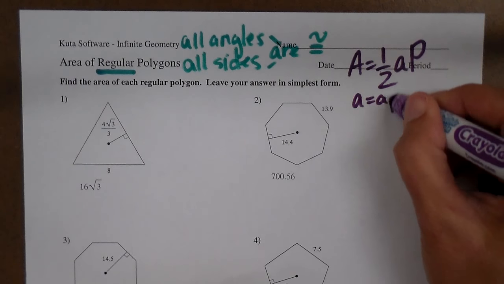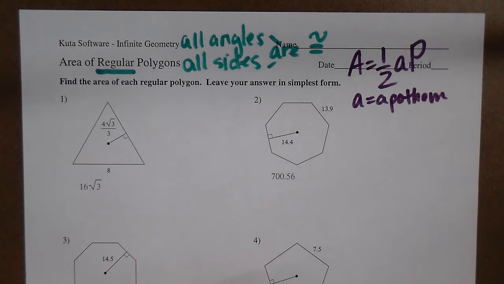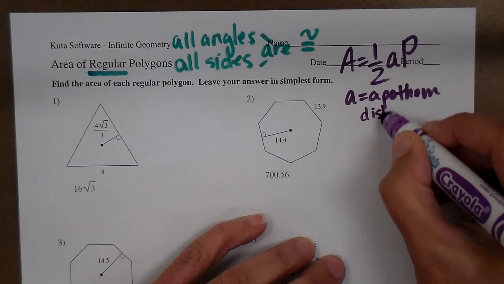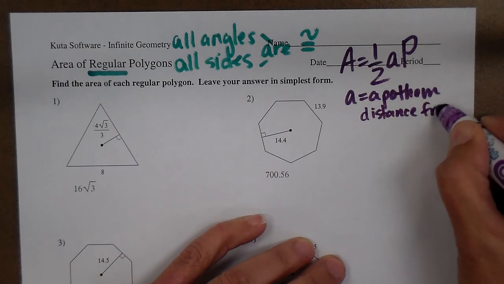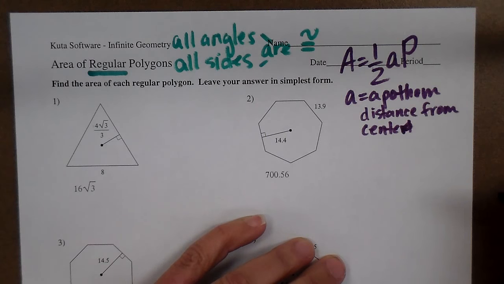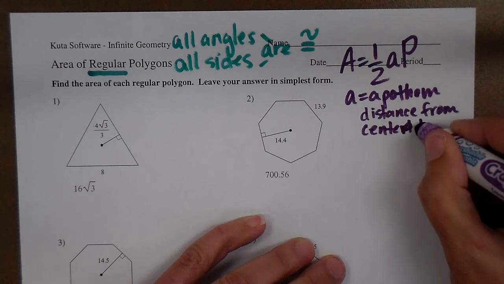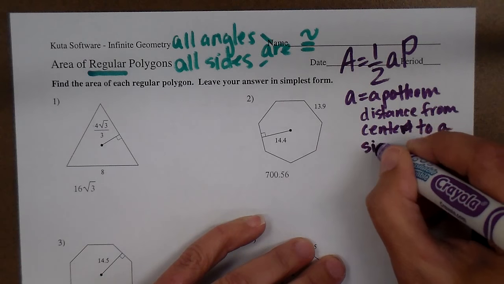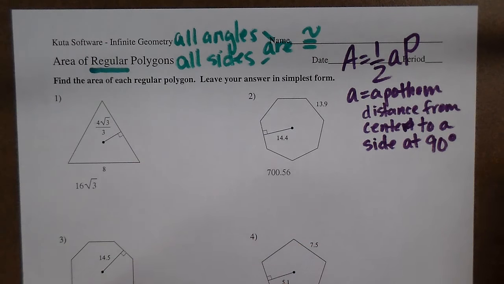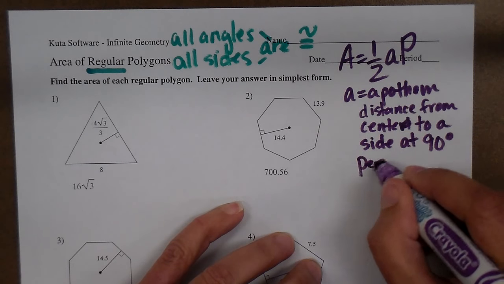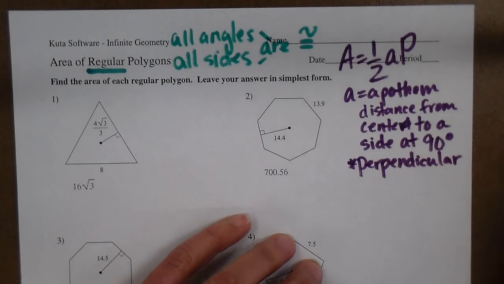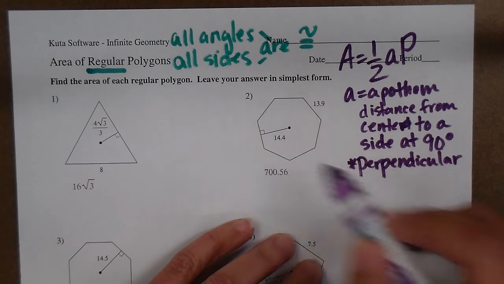This stands for apothem. Okay? Now what is the apothem? The apothem is the distance from the center of the polygon, whoops, that's center with no T, from the center of the polygon to a side at 90 degrees. Another way to put it is it's the perpendicular distance. So it's perpendicular, that's the key word there. It's the perpendicular distance from the center of the circle to one of the sides.